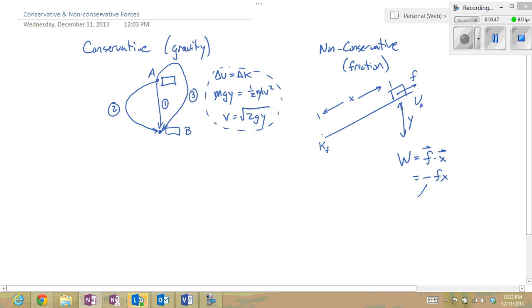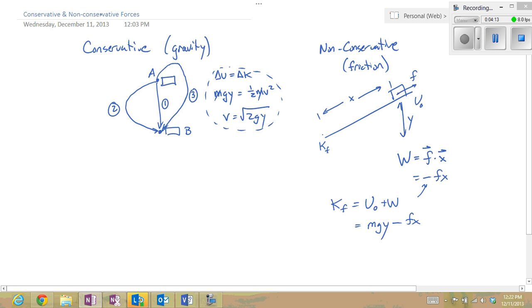So you'll notice that this minus sign in front of the work is significant. That minus sign means that energy is being taken out of the system, so that the final kinetic energy is going to equal the initial potential energy plus the work done. So that's going to equal mgy minus fx. You'll see the friction is tending to reduce the amount of energy that I get at the bottom of the plane.